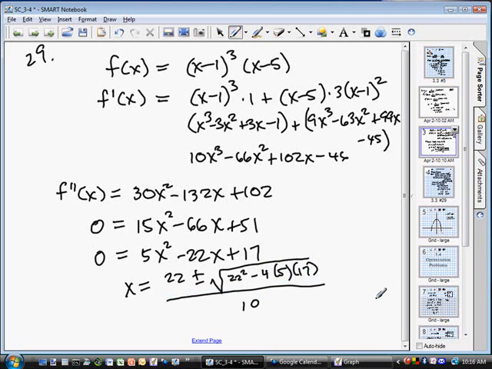You know, I'm a little worried. I went kind of fast up there on that expansion, but the idea is find the first derivative, find the second derivative, set the second derivative equal to 0, and then solve it. And it looks like we're going to get 2 solutions here. So according to this, I have 2 points of inflection that are going to come out of this.